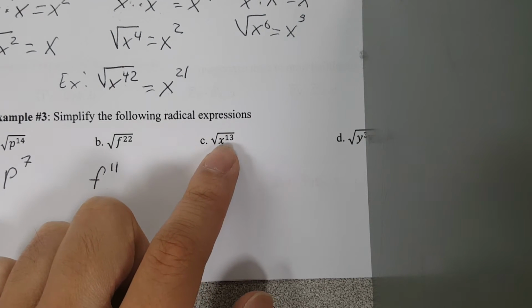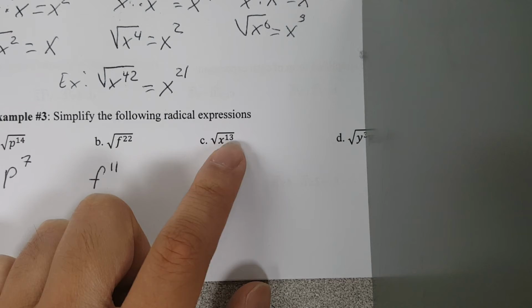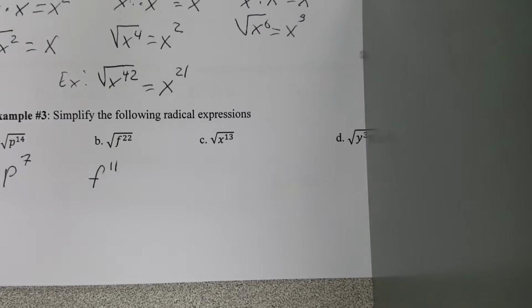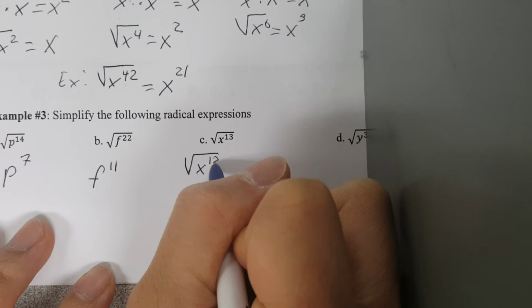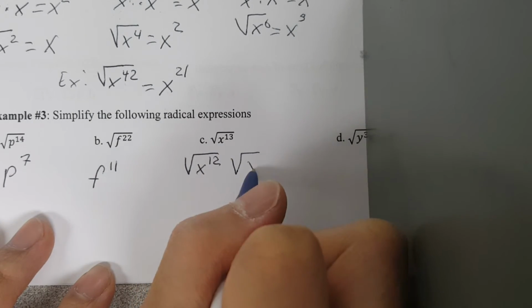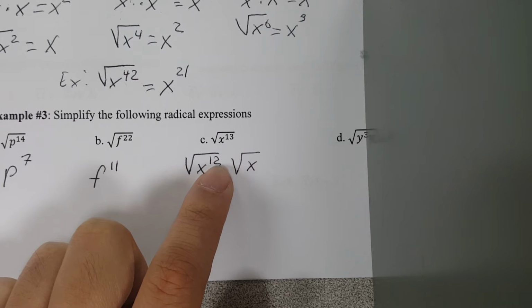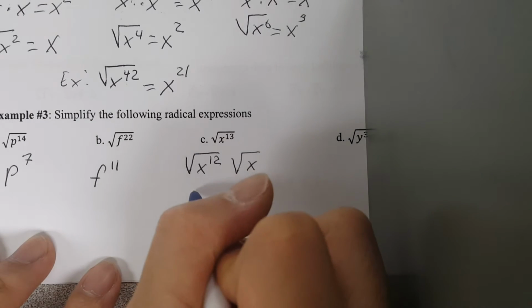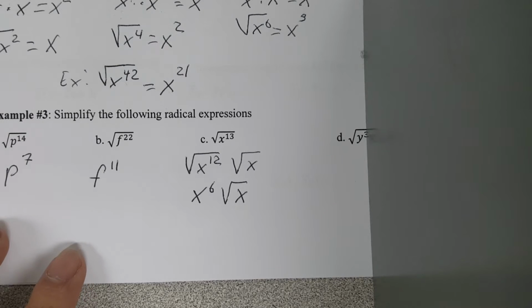So I have the square root of x to the 13th. This is an odd number, so it doesn't work just like how these even numbers did. The way we're going to do it is the same way we do the numbers: we break this up into two things. Remember, x to the 12th times x is x to the 13th, right? 12 plus 1 is 13. And we actually know what the square root of x to the 12th is. It's x to the 6th. And I can't do anything with the square root of x, so I leave it as radical x.